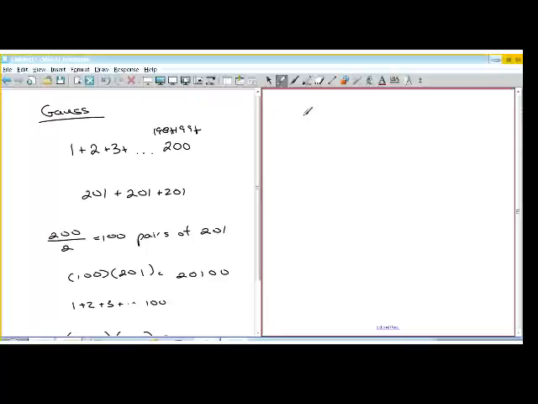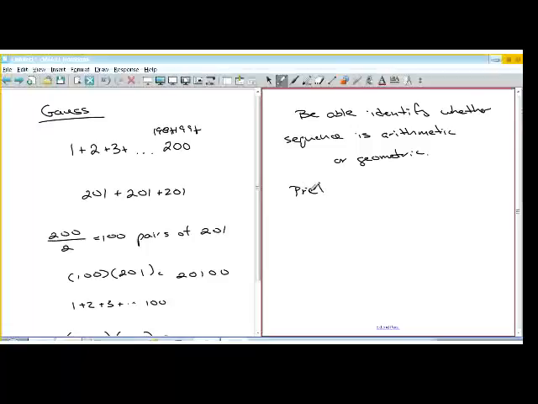The next section looked again at patterns, and I've already talked about the arithmetic and geometric series. So be able to identify whether a sequence is arithmetic or geometric. We already talked about what those were previously. And then you also predict the next number.